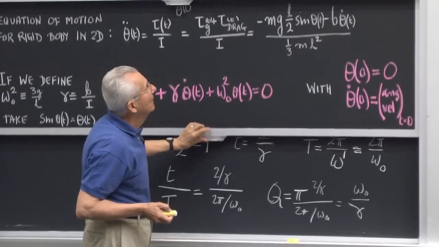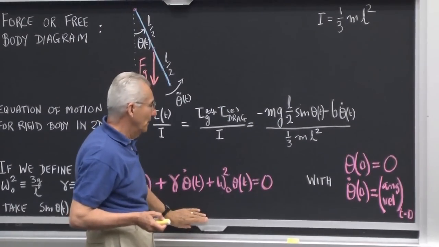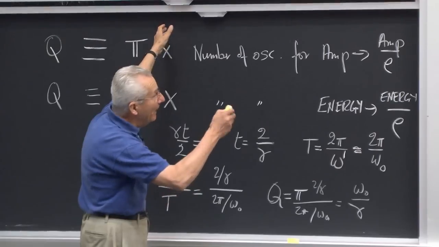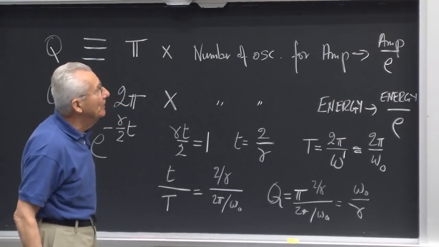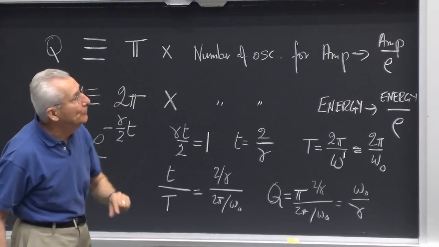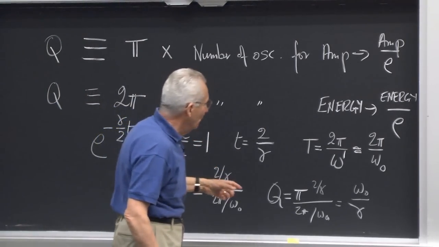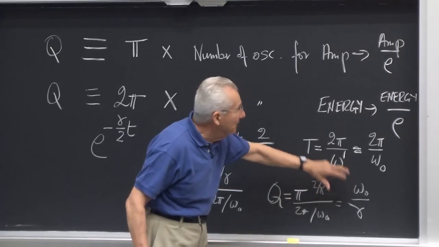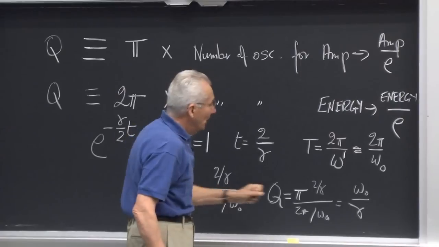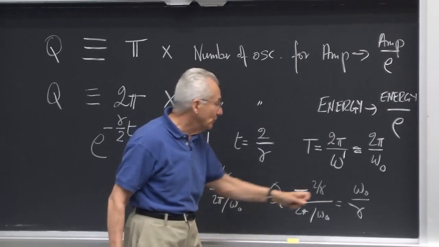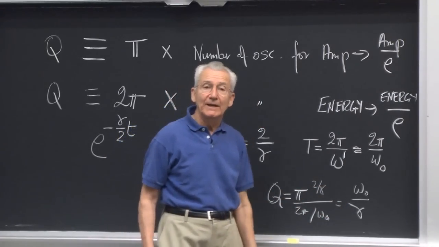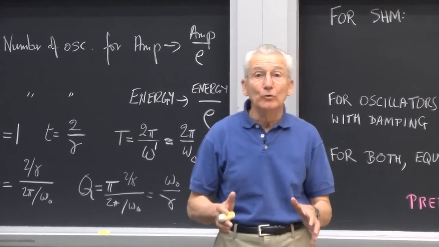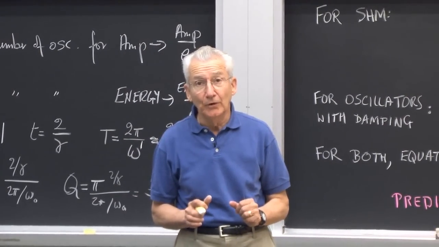Omega 0 we defined earlier on, and gamma also, and so you calculated this. That's as much as I was going to do about damped oscillation for you. Thank you.